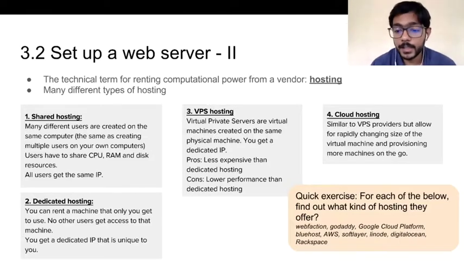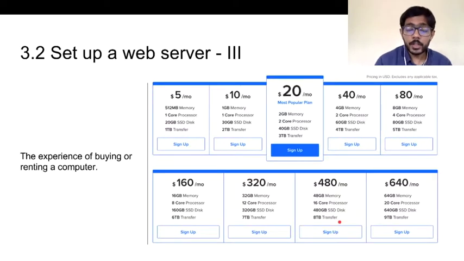Here's a quick exercise. Look at all of these hosting providers and figure out what kind of hosting they offer. Webfaction, GoDaddy, Google Cloud, AWS, SoftLayer, DigitalOcean. This is what a typical hosting provider's console looks like. You can see that they're offering different computational resources for a different monthly rental.